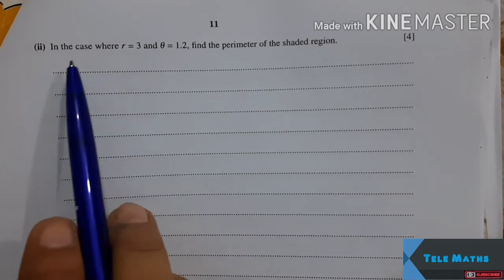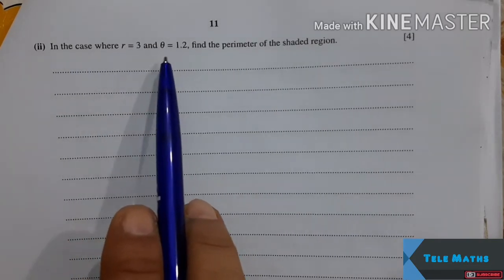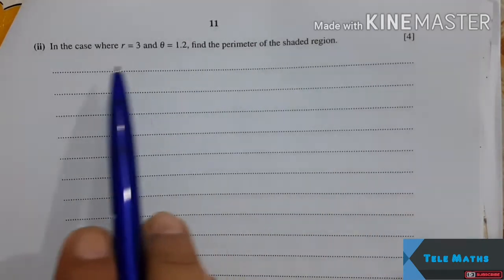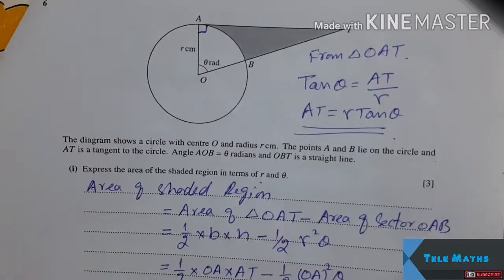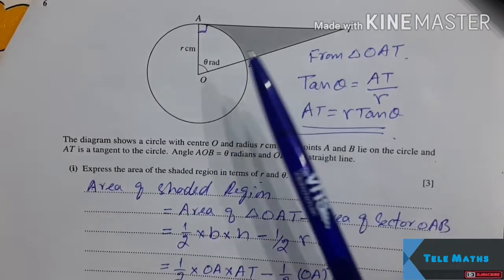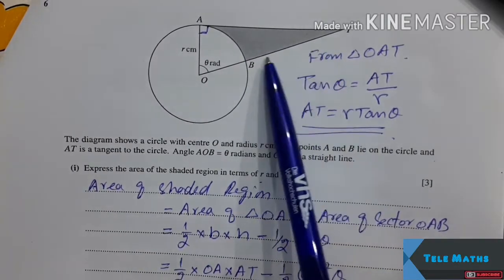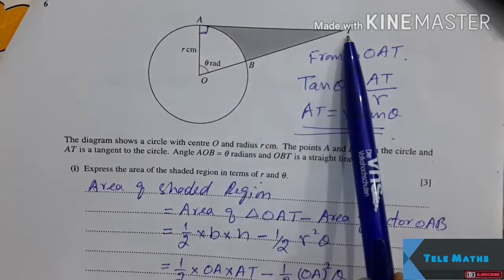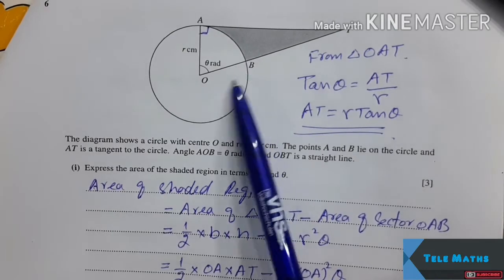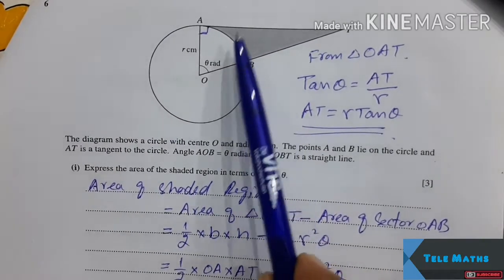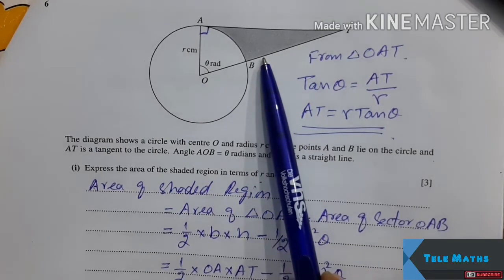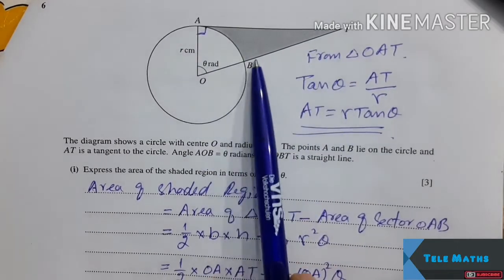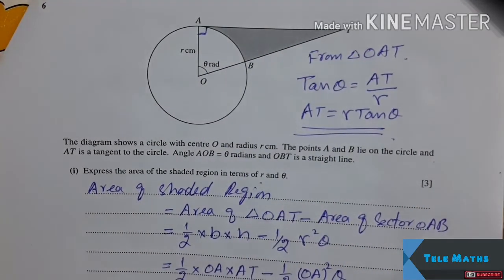Part 2. In the case where R is equal to 3 and theta is 1.2, find the perimeter of the shaded region. Okay, for this we need to consider the figure again. For the perimeter of the shaded region, we can see there are three boundaries: one is AT, one is the AB curve, and one is BT. So we need to find the lengths of all three boundaries, and then add them for the perimeter.